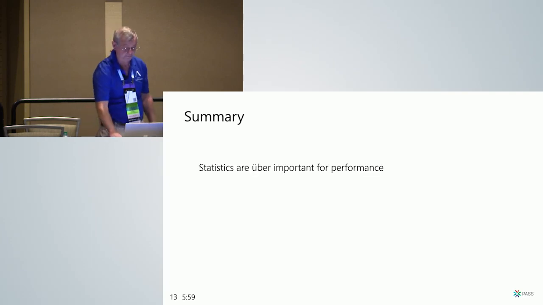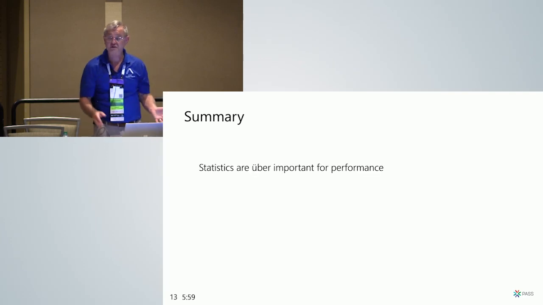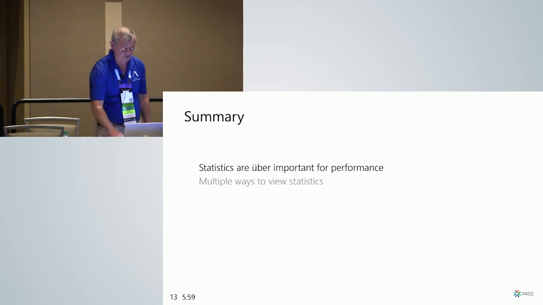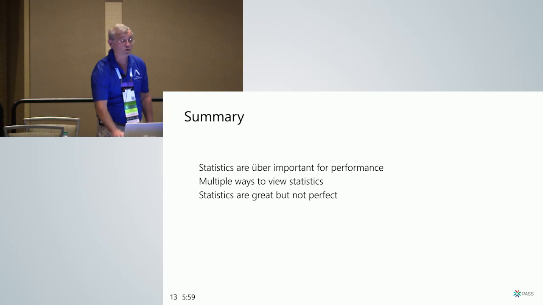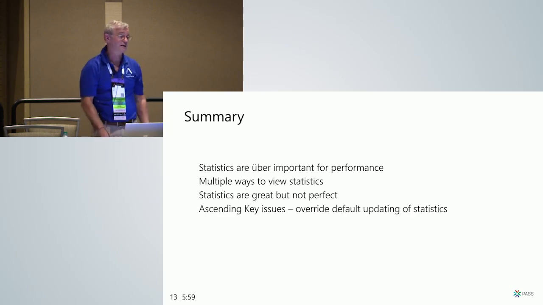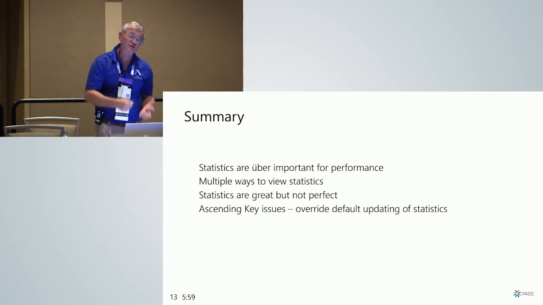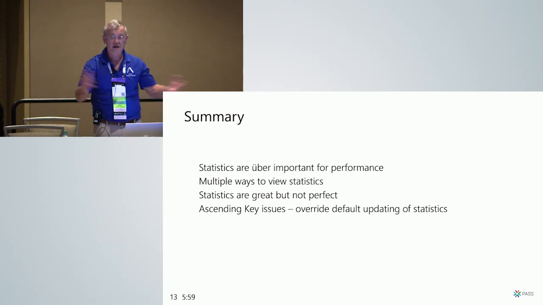So, summary. Statistics are super important for performance. There's multiple ways to view them. They're great, but not perfect. There will be problems. And ascending key, I think, is one of the most common causes of statistics performance issues, because you have these ascending columns all over the place.